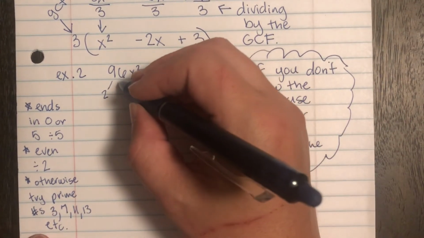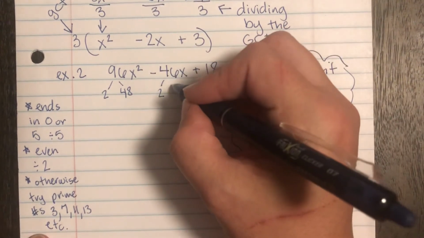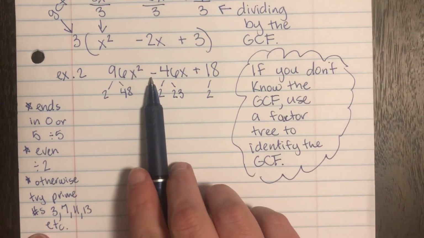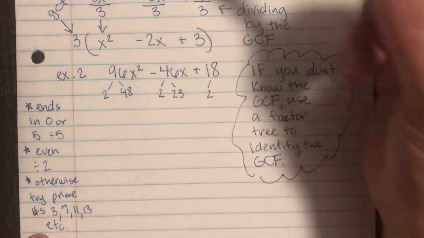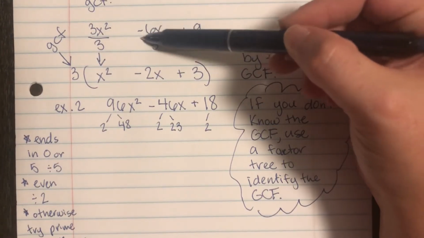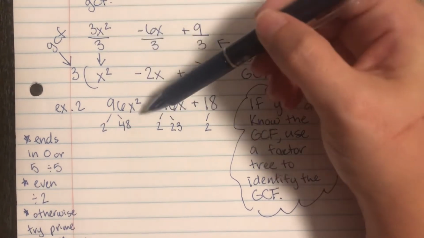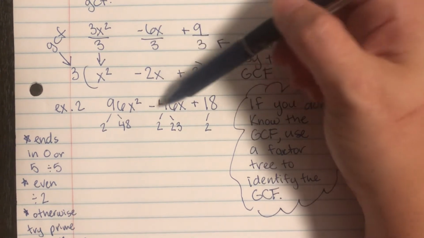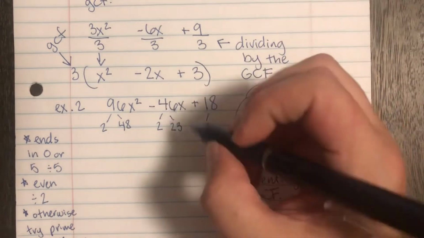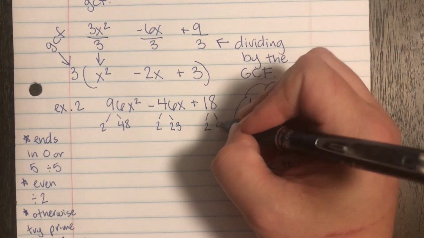I've got 96 divided by 2, and that's going to give me 48. 46 divided by 2 is 23. And one of my students said, well, Miss P, what do I do with this negative? Notice when we were up here at the top, we just brought down that negative with the problem when we divided by the GCF. So you just need to remember that the signs are going to stay the same unless they're negative all the way across. Then you might want to factor out a negative. And then this one is going to be 2 times 9.